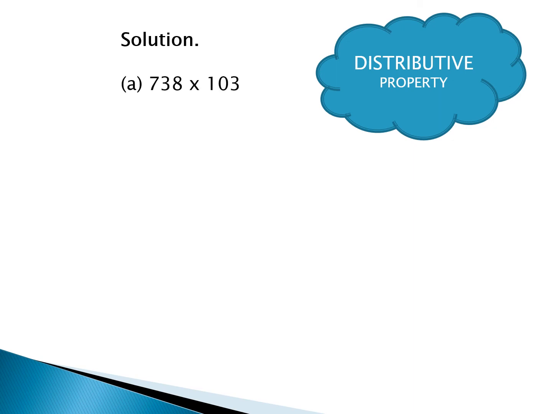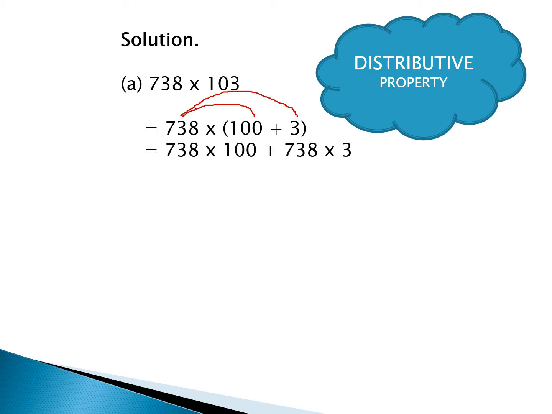Your question is 738 multiply 103. In this question, we will break 103 into two parts. Which are those two parts? 103. So your question will be written as 738 multiply 100 plus 3. Now we will multiply 738 by 100, then addition sign, then 738 multiplied by 3. So how to write this question now? You will write 738 multiplied by 100, then addition sign, then 738 multiplied by 3.